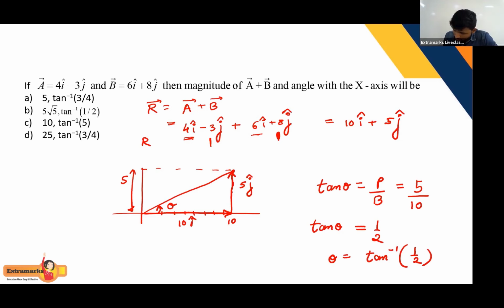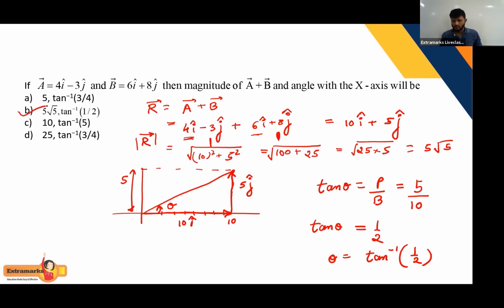They are asking the magnitude of the resultant also, so the magnitude can be written as under root 10 square plus 5 square, that is 100 plus 25, that is 25 into 5, so it is 5 root 5. This is the correct answer, right?